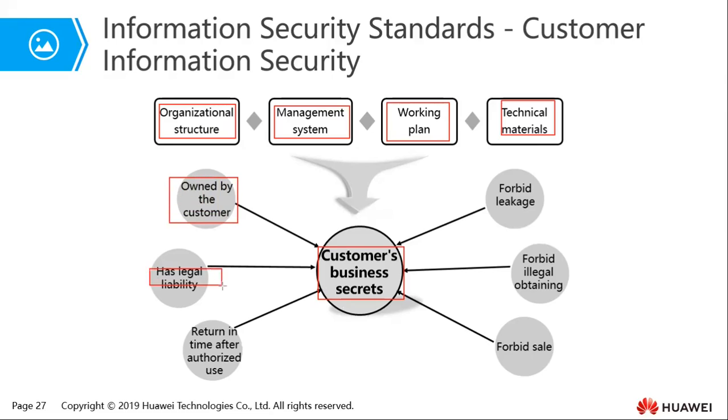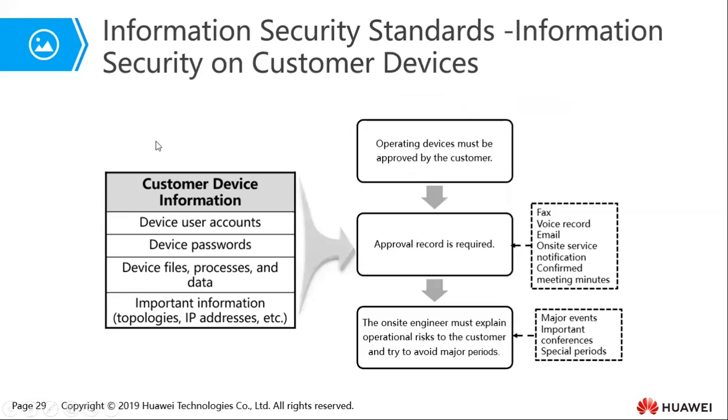They have legal liability, and you need to return any information after authorized use. We forbid leakage. We forbid any illegal obtaining of business secrets or any illegal sale of customers' business secrets. When it comes to customer information security, those are some of the things that you're supposed to be aware of and uphold.